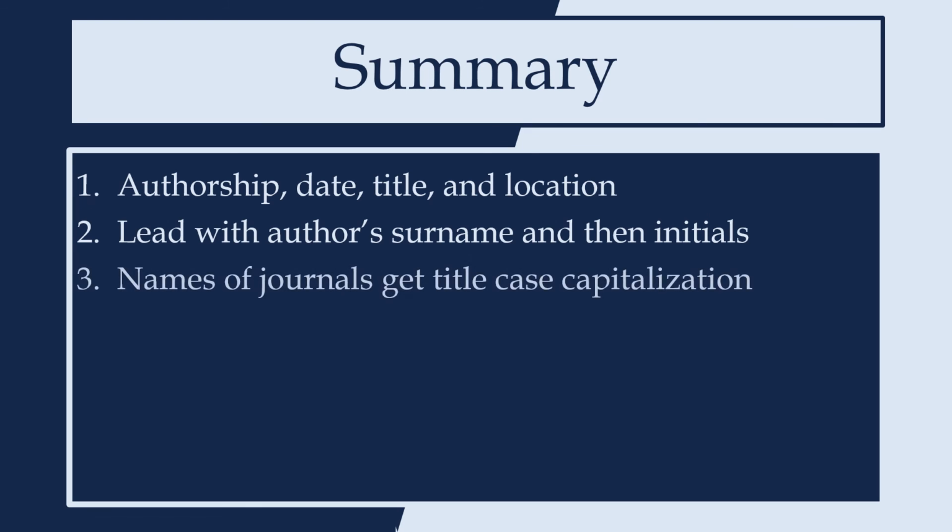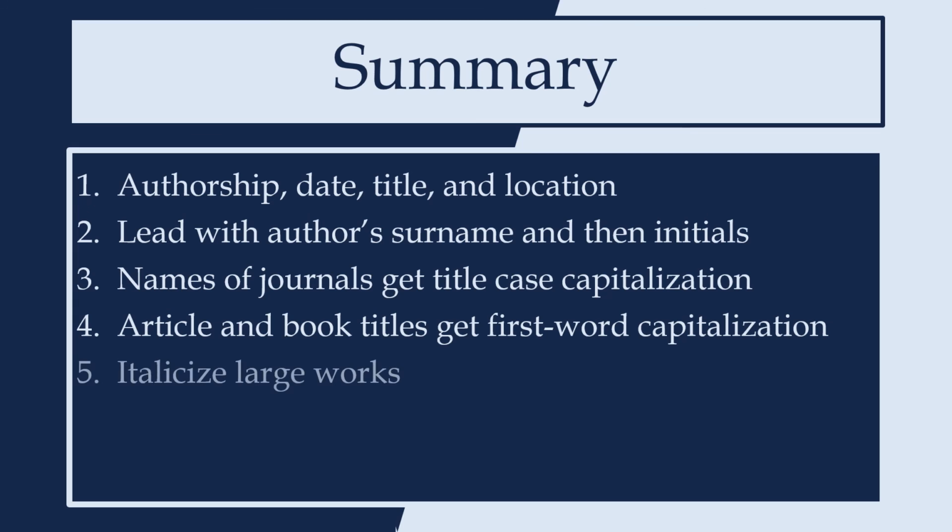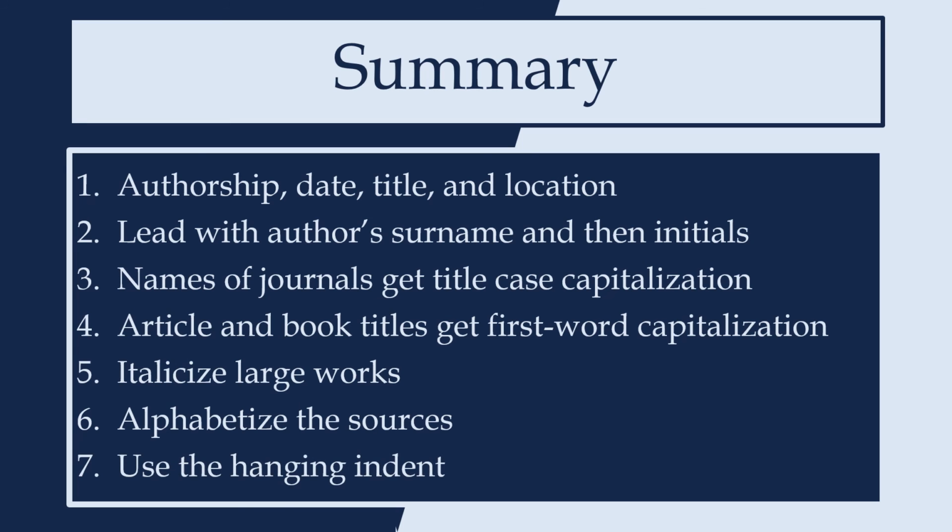The names of journals get title case capitalization. This means it's a proper name, so everything gets capitalized except for short conjunctions, short prepositions, and articles such as the, at, and. Article and book titles will get first word capitalization. So the first word of the title, the first word of the subtitle, and then any proper names, initializations, or acronyms that appear in the title. We're going to italicize large works. We're going to alphabetize all of our sources. And with respect to formatting, we're going to use the hanging indent.